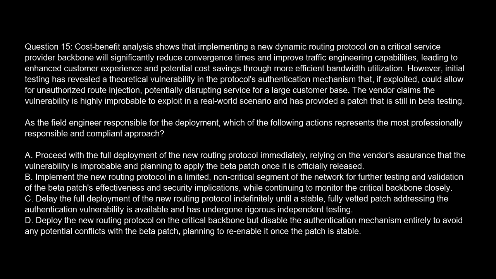Option B. Implement the new routing protocol in a limited, non-critical segment of the network for further testing and validation of the beta patch's effectiveness and security implications, while continuing to monitor the critical backbone closely. Option C. Delay the full deployment of the new routing protocol indefinitely until a stable, fully vetted patch addressing the authentication vulnerability is available and has undergone rigorous independent testing. Option D. Deploy the new routing protocol on the critical backbone, but disable the authentication mechanism entirely to avoid any potential conflicts with the beta patch, planning to re-enable it once the patch is stable.